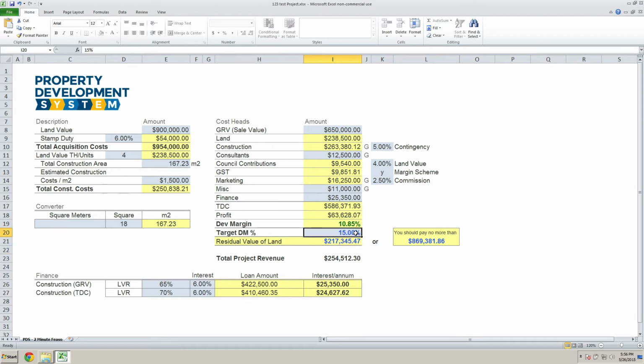So that's the major thing that you've got to have in any 2-minute feasibility, because you can quickly say, nah mate, I'm going to stick to my guns. I have to make 20% development margin on any deal I do. Put in 20% here and it'll tell you what you should be paying for land.